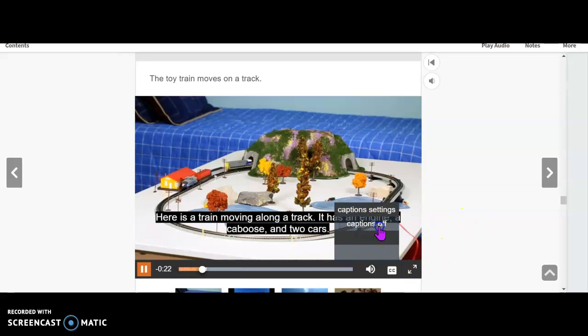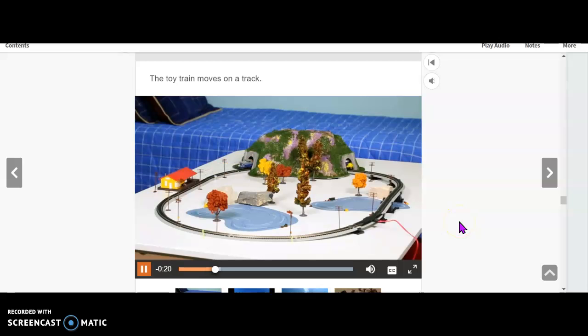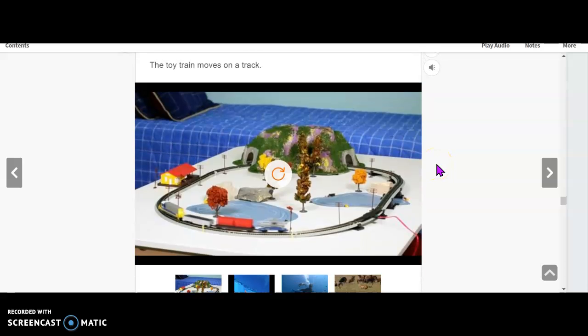I'll take the captions off. Okay, so you see the train moving. The toy train's motion is easy to predict because it will go where the track is. You can see exactly where it will go next. So see how it's going into the tunnel? Well, what's next? It'll come right back out. So I know where the train's going to go because it can only stay on the track. This is a very predictable motion. I can predict what's happening next.